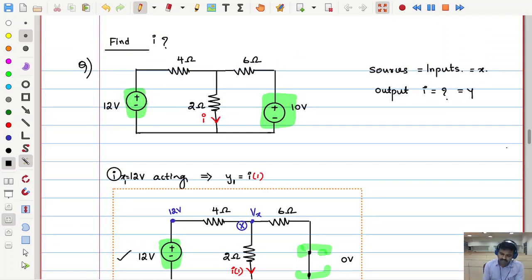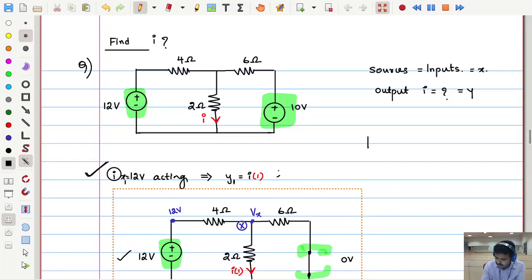So what we are doing is that whenever two or more than two sources are there, we will not consider all sources at a time. Instead of that, we will consider case by case like this. Take the first source as x1. Now only the first source is acting, all other sources must be made 0. So I made the second source 0 by replacing it with a short circuit.